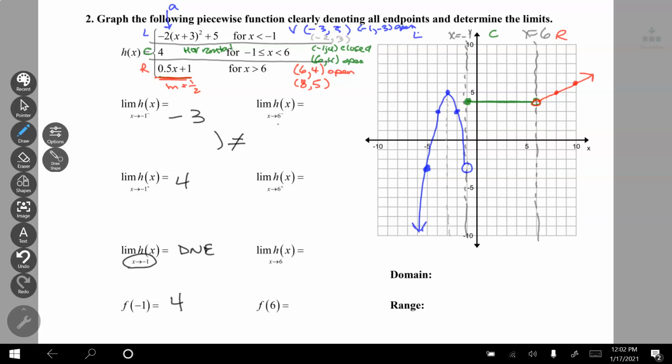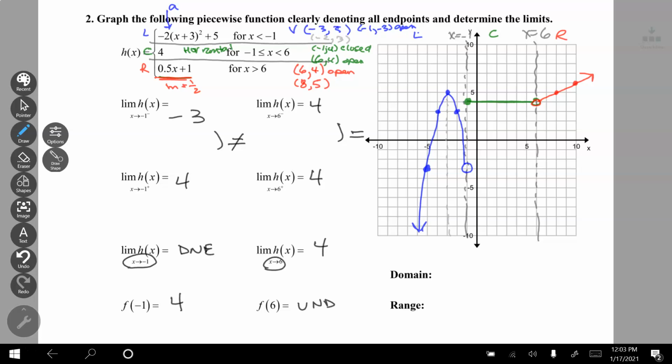Now at x equals 6 from the left, the green graph stops at y equals 4. As x approaches 6 from the right, that's the red graph, and you follow the red graph back to x equals 6, you get y equals 4. Since these two equal each other, when I do both sides, the green and the red are meeting together at y equals 4. And then x equals 6 is looking for a solid dot. Well, there is no solid dot, so this is undefined.